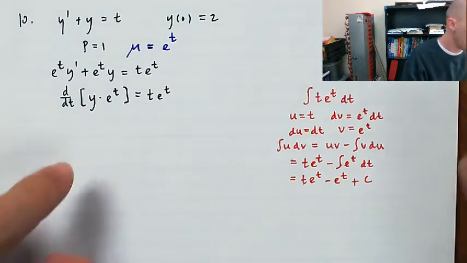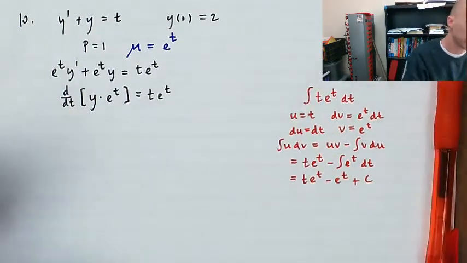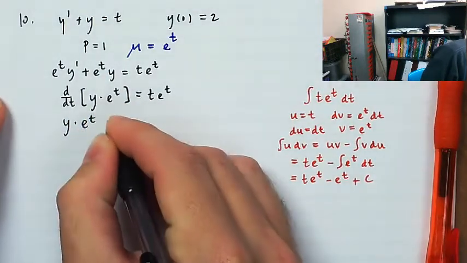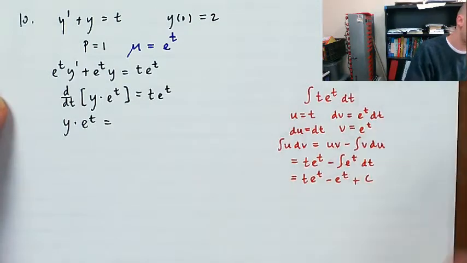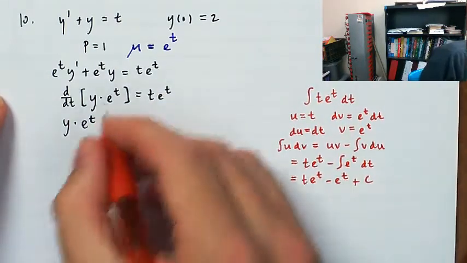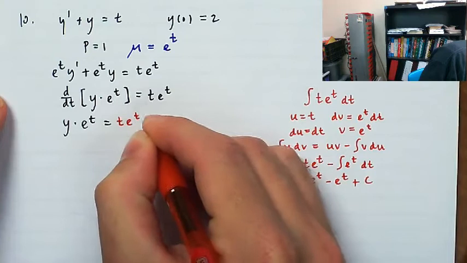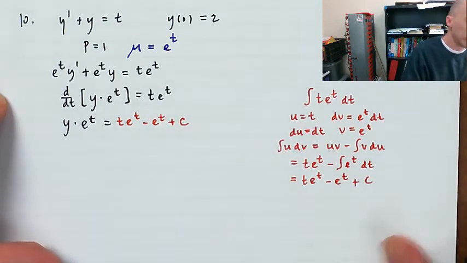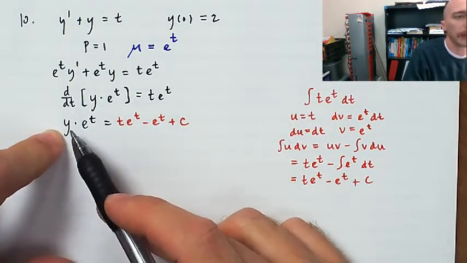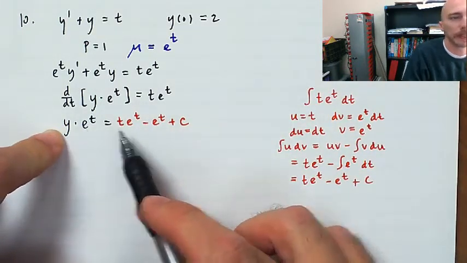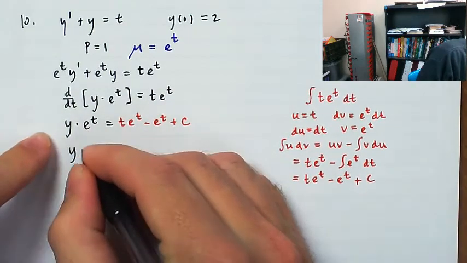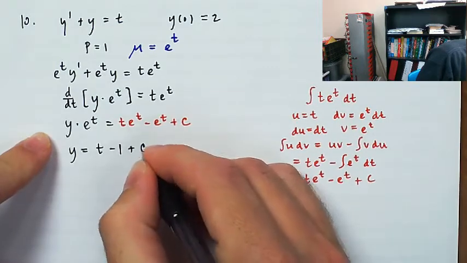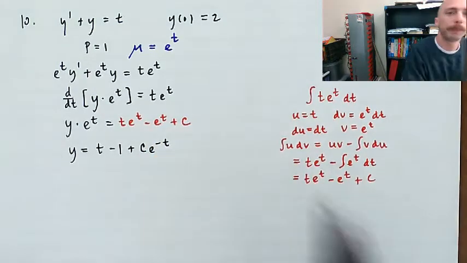Okay. And so now when I go to anti-differentiate both sides here, I'll be able to do this one easily. That'll be y times e to the t is going to be equal to this antiderivative I found over here. And then I will solve for y by dividing that e to the t away. So y is going to equal t minus 1 plus c e to the negative t.